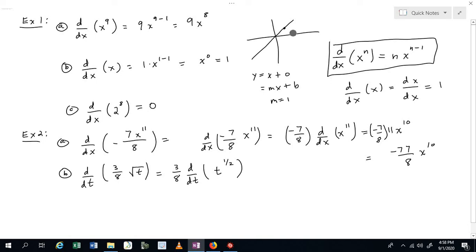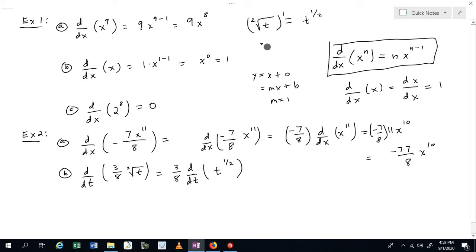Now, you may or may not remember this, but just as a reminder, this bottom number is the index of this radical. So that's why this is square root. And then the top number is what you're raising the radical to. So you can think of this as square root of t raised to the first power. And if you write this as an exponent, then it would be t raised to the 1 over 2 power.